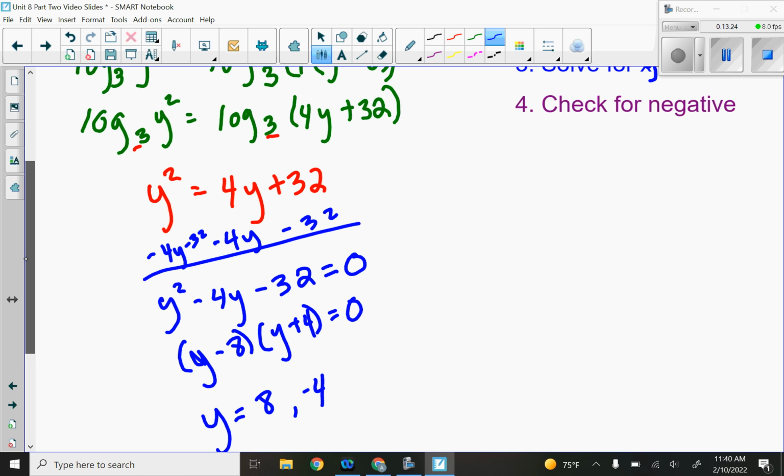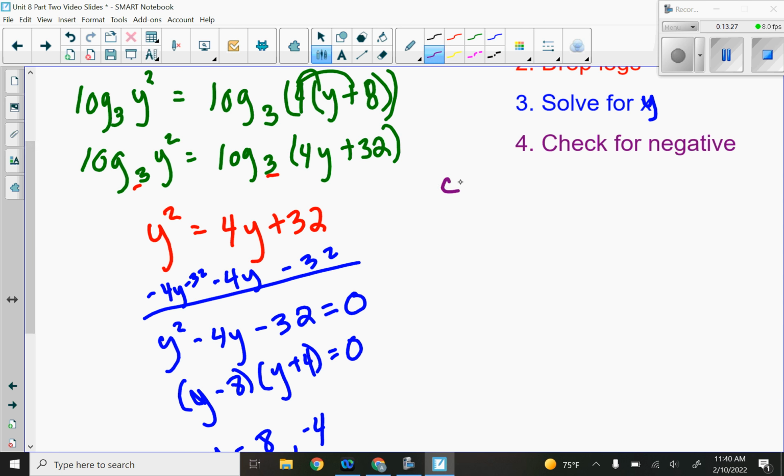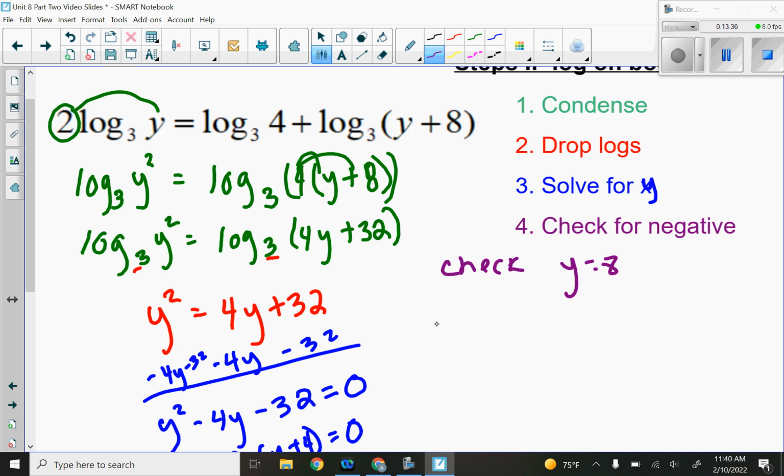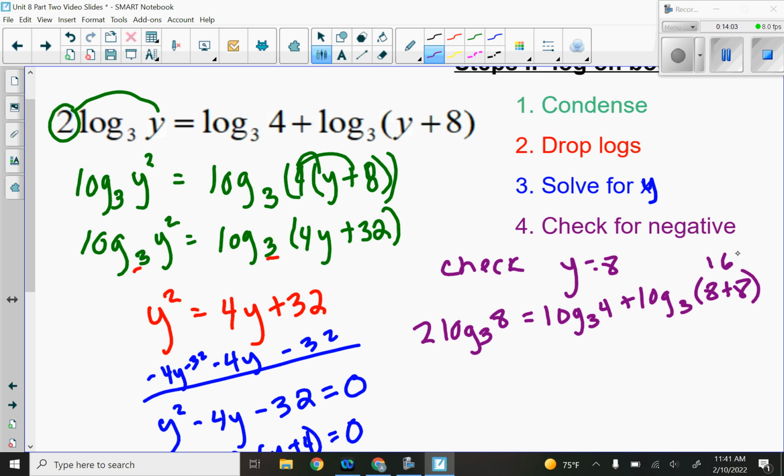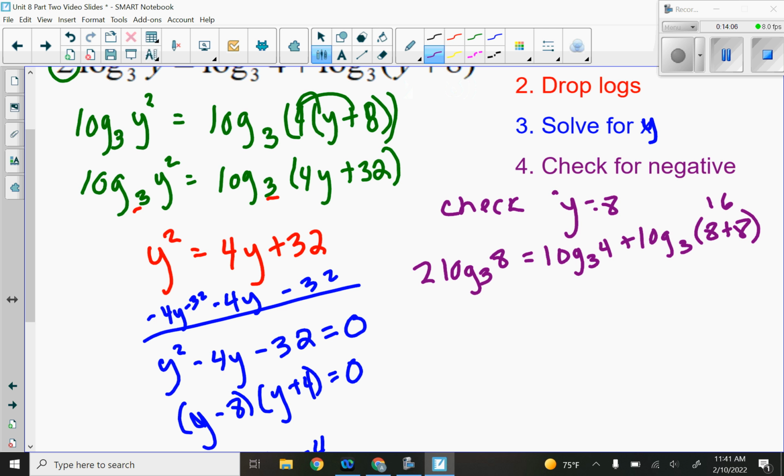But we want to plug those back in to check. So I'm going to check positive 8 first. So 2 log base 3 of 8 equals log base 3 of 4 plus log base 3 of 8 plus 8. In this case, we are not taking the log of any negatives because 8 plus 8 is 16. So we are good, and y does equal 8.